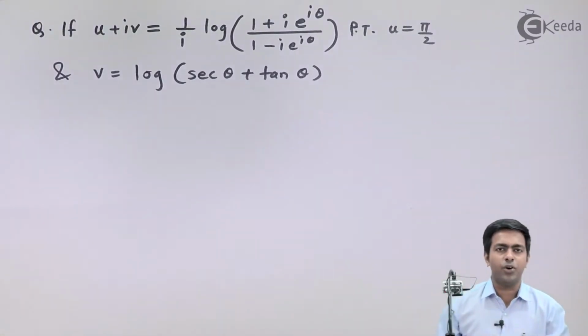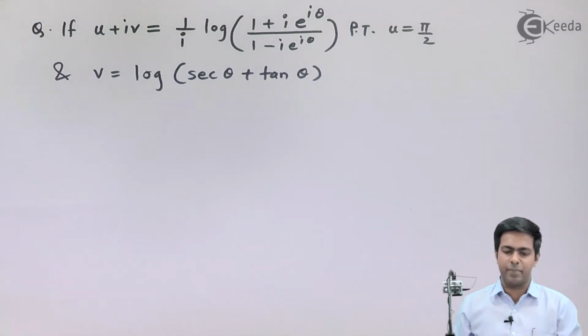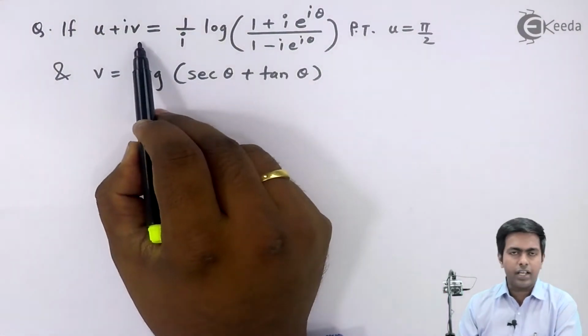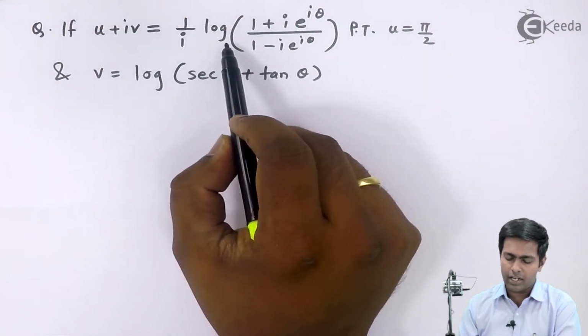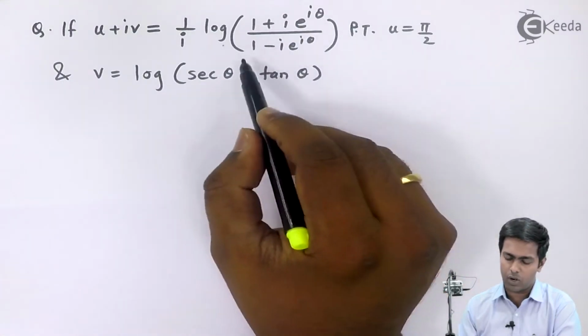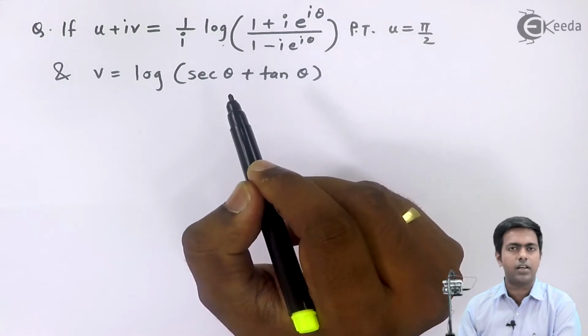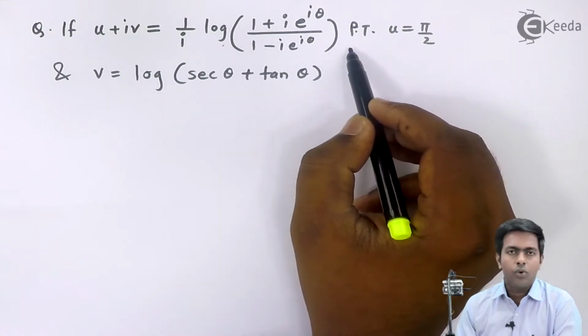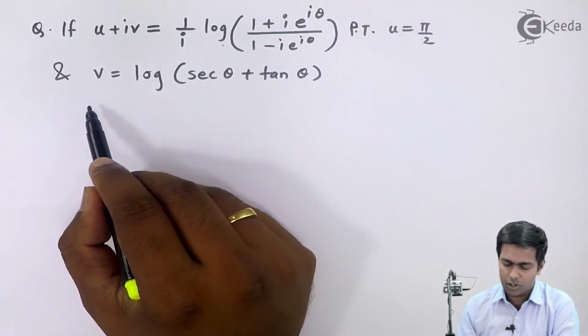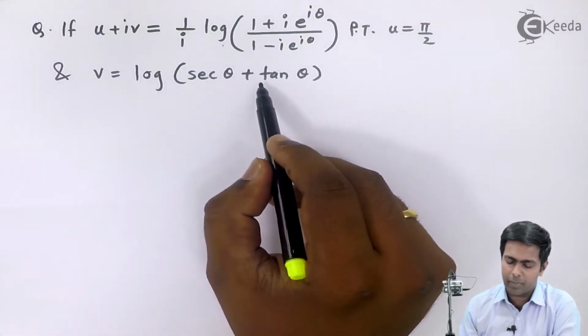So in this video, we are going to see a problem based on logarithm of complex number. Here u plus iv is given, which is 1 upon i log of (1 plus i e raised to i theta) upon (1 minus i e raised to i theta), and we have to prove that u is equal to pi by 2 and v is equal to log of sec theta plus tan theta.